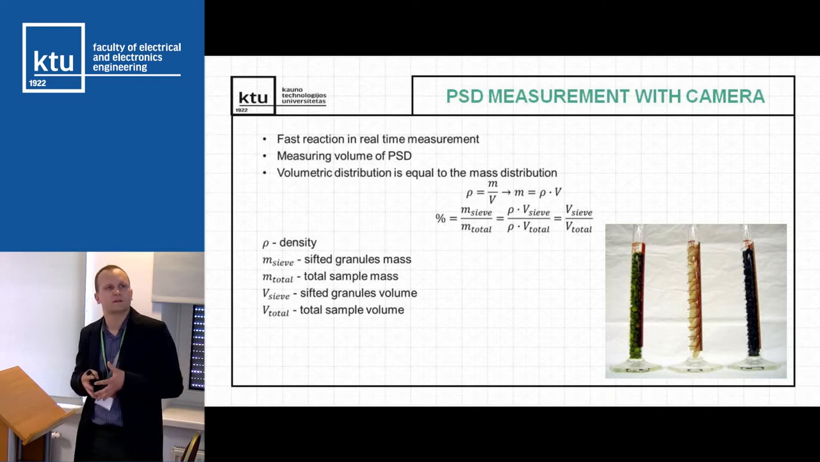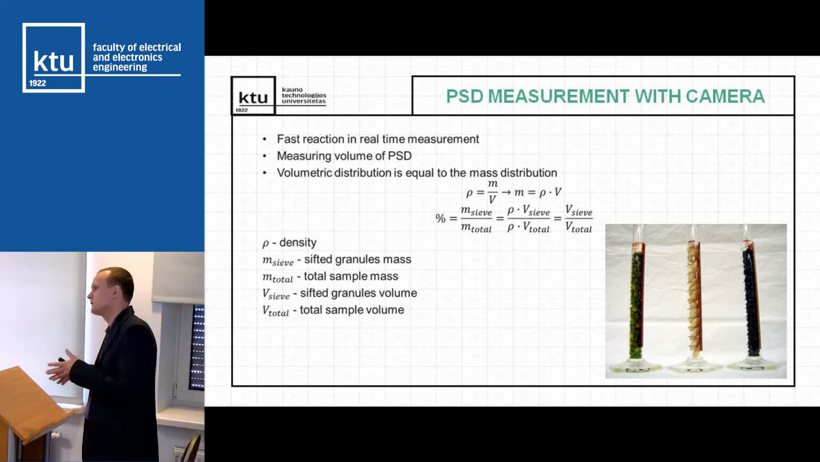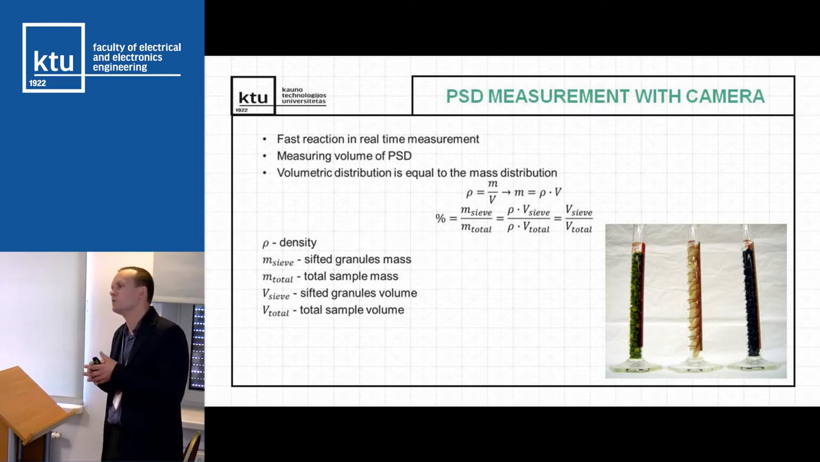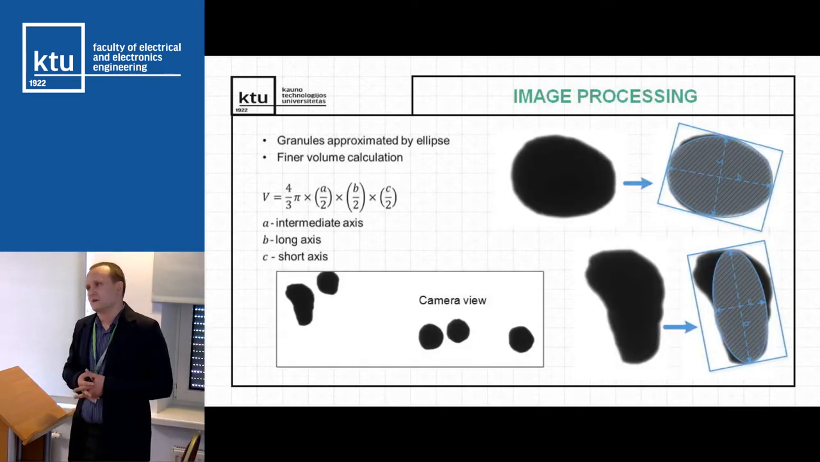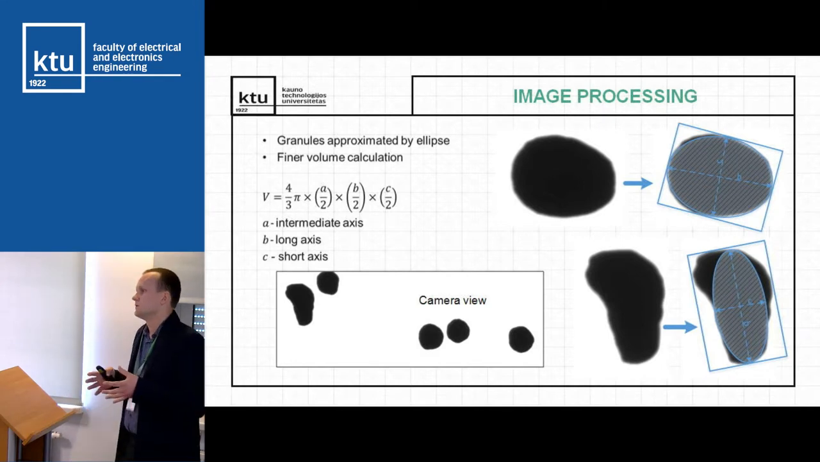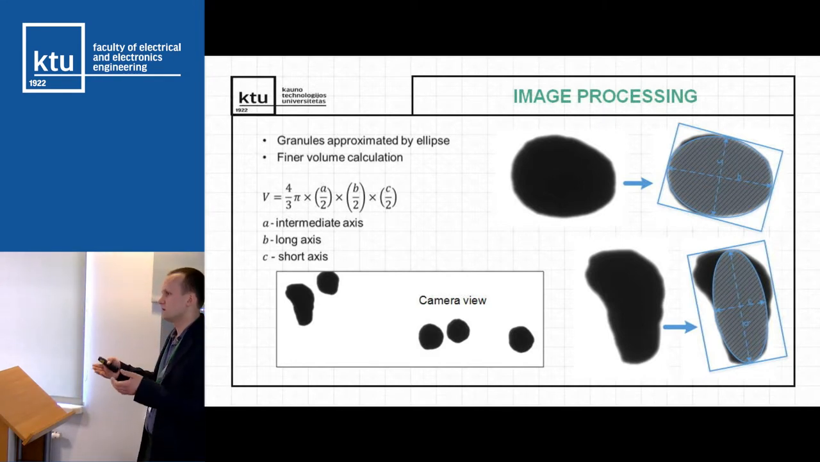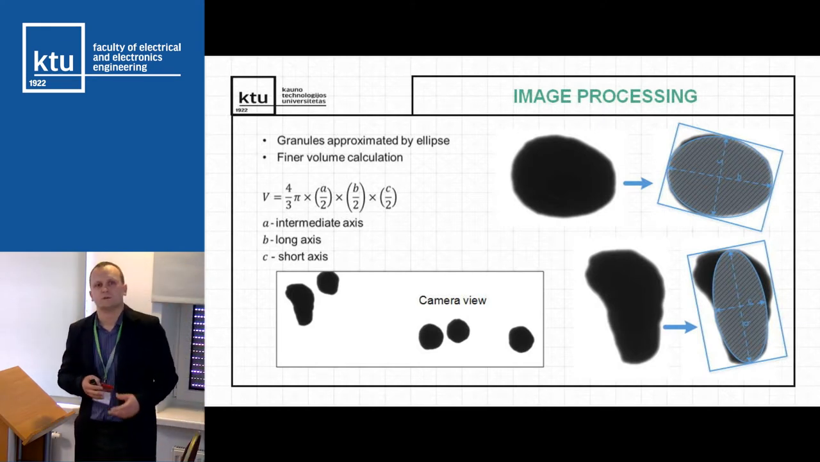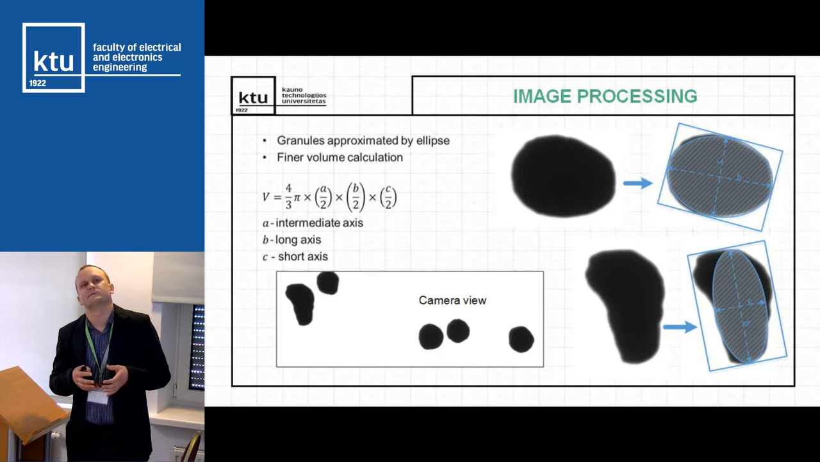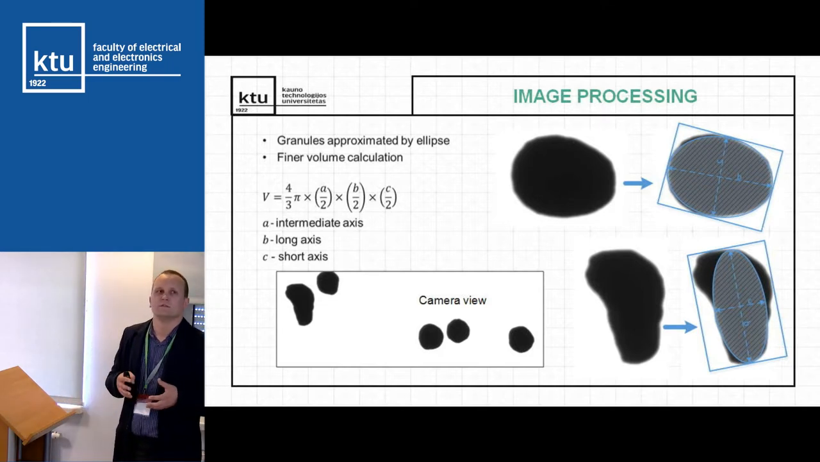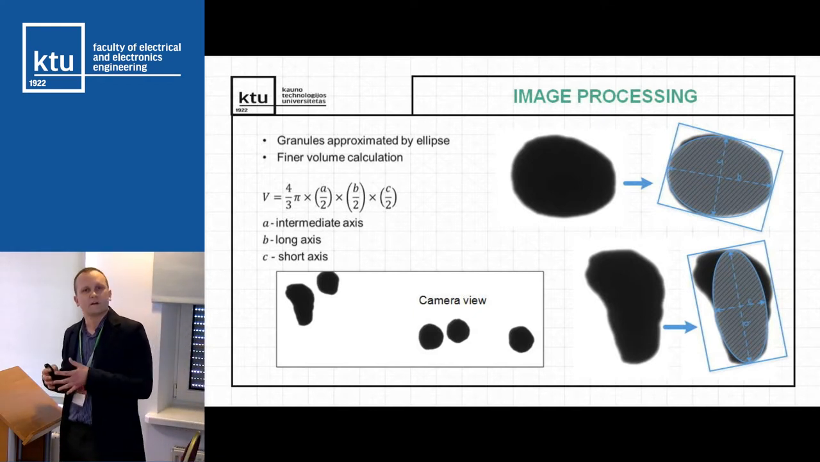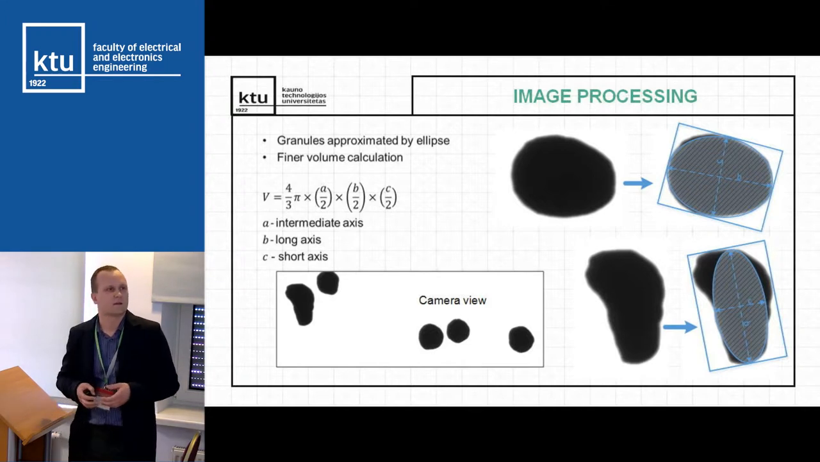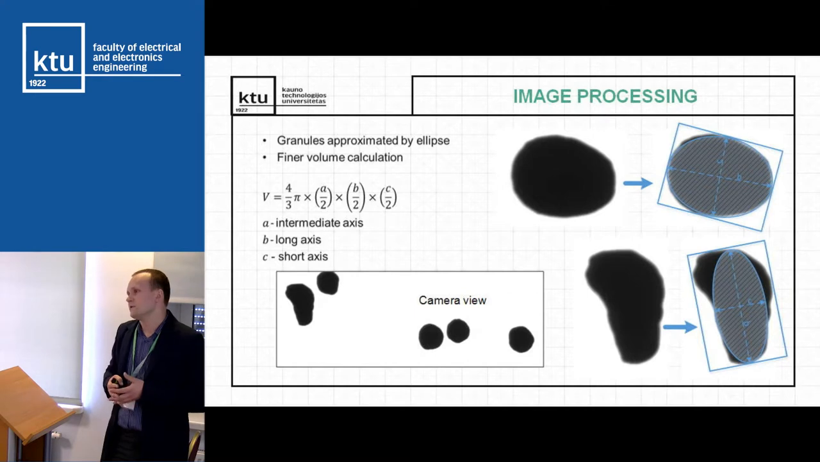Here you can see that the volumetric distribution is equal to the mass distribution, which you get in the laboratory in the factory. And for image processing, I'm using only one camera. That means that I get a two-dimensional picture. So I need to approximate my granules, and the most accurate results will be obtained if I approximate them by an ellipse. And after that, I can calculate the volume of my particles.